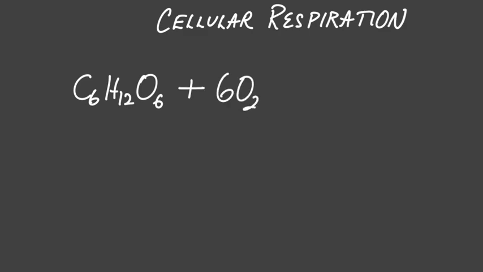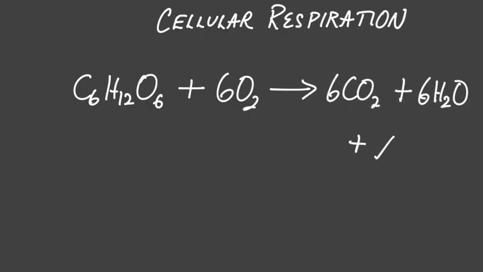Now let's look at the chemical equation for cellular respiration. On the left-hand side of the equation, we will see glucose, C6H12O6, and 6 molecules of oxygen. These are the reactants. The products are carbon dioxide, water, and ATP.